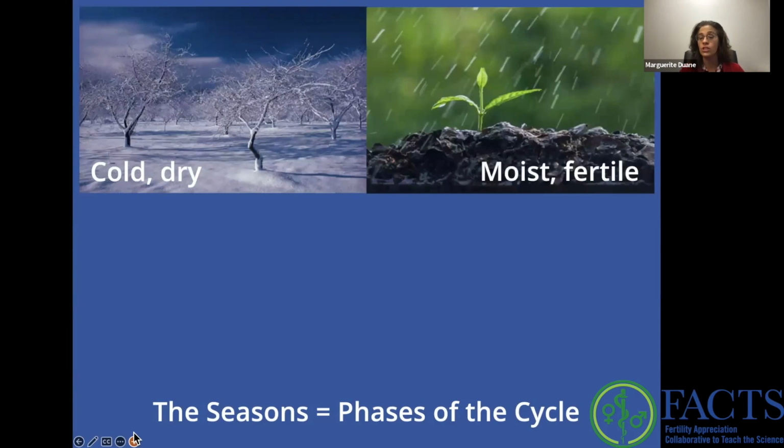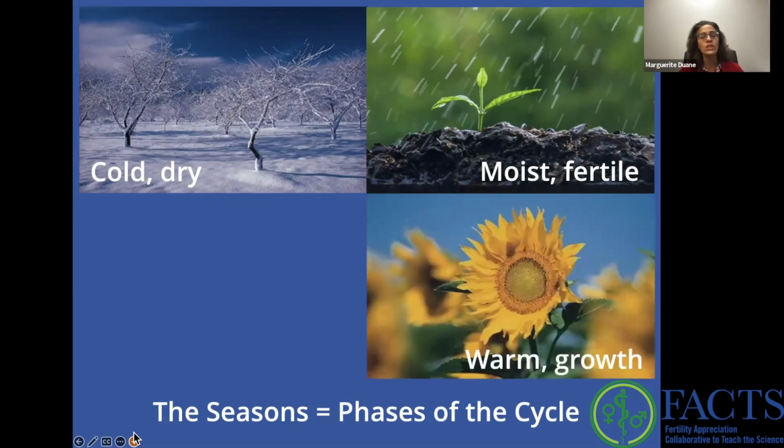But as a woman's estradiol rises, this will lead to the production of fertile cervical fluid, which is a sign that a woman is entering her fertile window and the ground is fertile or moist and ready for planting. Similar in the springtime, the ground is fertile and ready for new seeds to take root. Once a woman ovulates, her basal body temperature will rise, and this increased temperature provides a nice warm environment to allow for a newly formed embryo to begin to grow.